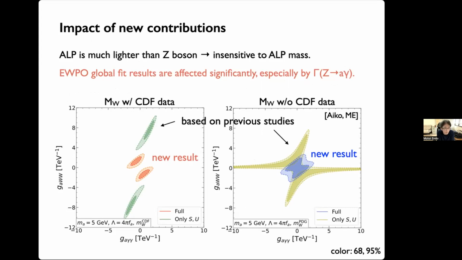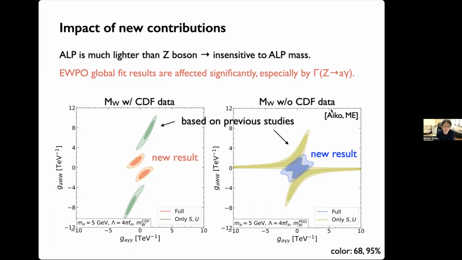Again, the ALP is assumed to be much lighter than the Z boson, so the result is insensitive to the ALP mass. This is a plot of the result of the global fit. In the left plot, we include the CDF data for the W boson mass, and in the right plot, we do not include the CDF data in the analysis. The green and the yellow represent the result based on the previous study, I mean the ALP contributes only via S, T, and U. On the other hand, if we include all the contributions, then we get the red and the blue regions. So the new contributions affect the electroweak precision observables very significantly.